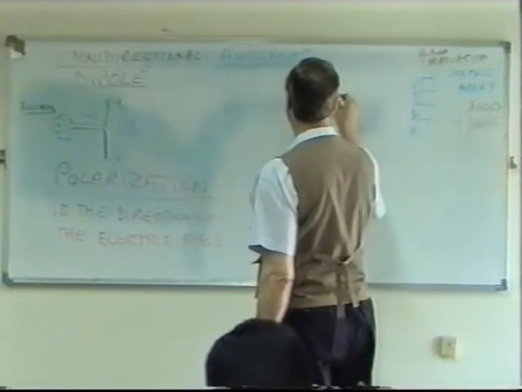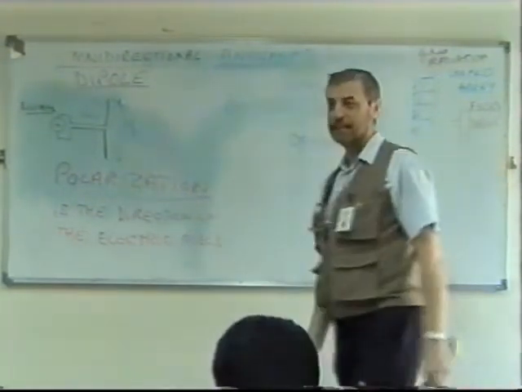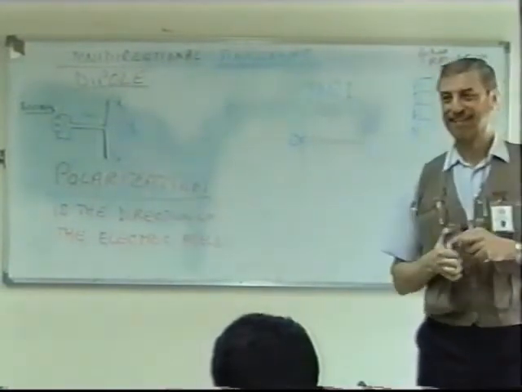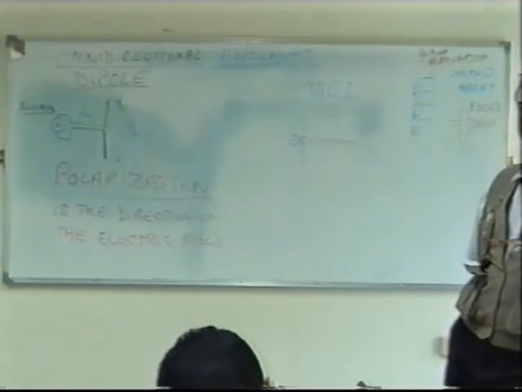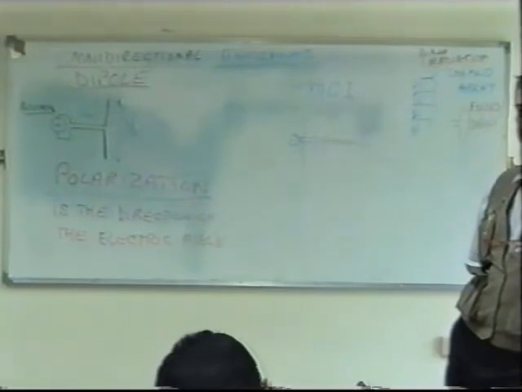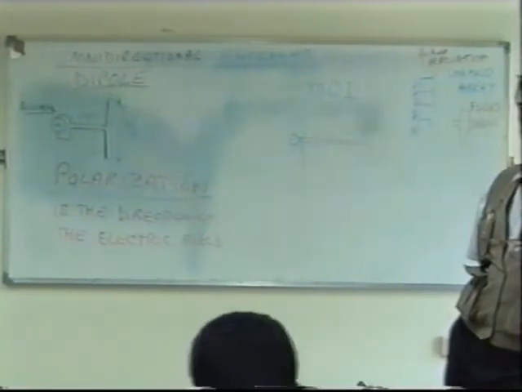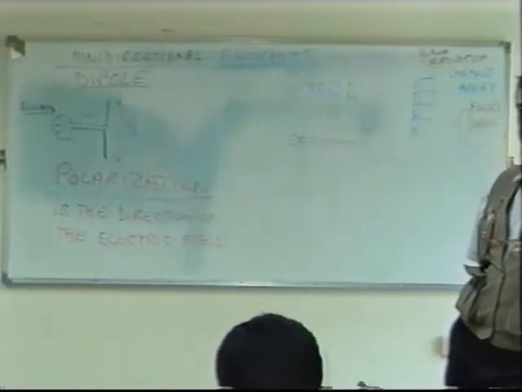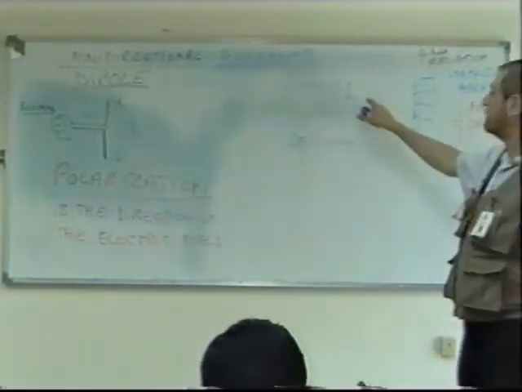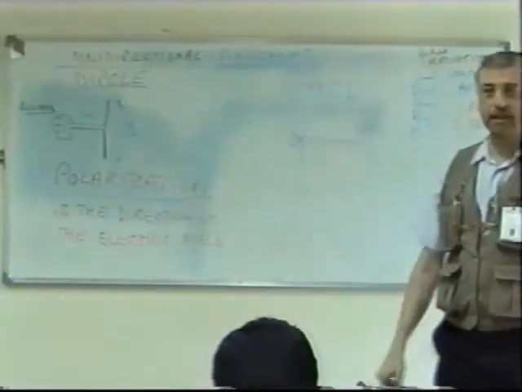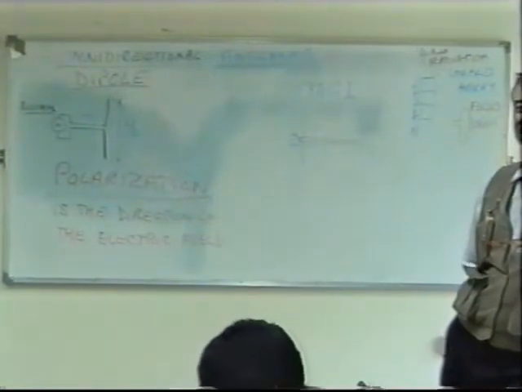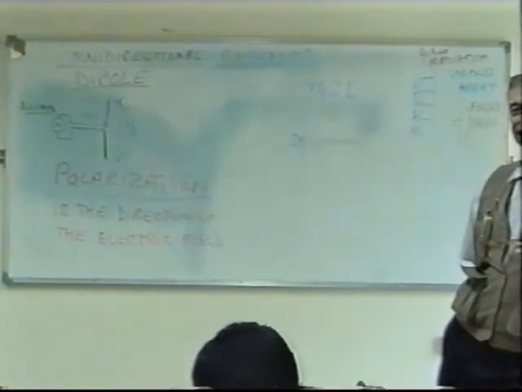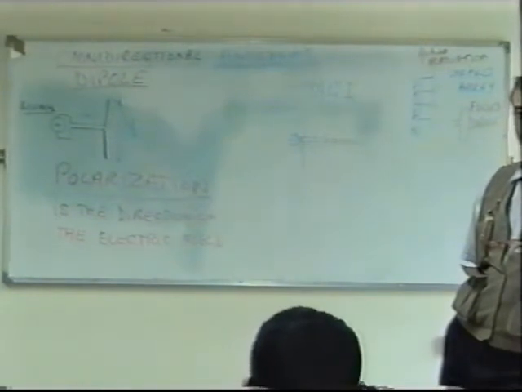A Yagi antenna. Probably one of the most popular antennas. TV antenna. Yagi actually is the name of the guy who invented it. He's a Japanese guy, yes. A name like that must be Yagi. You must be Japanese. Mr. Yagi invented this.